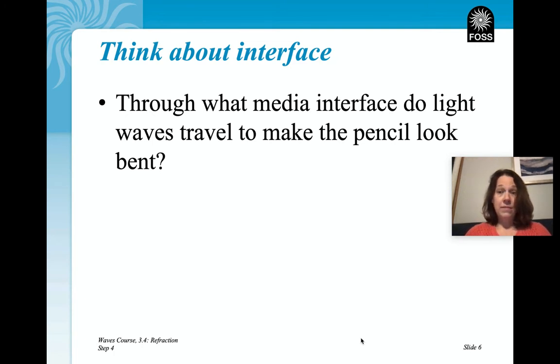Well, think about it. The light traveled through the air, then it hit the interface of water and air, traveled through the water, and then left the water through the glass. And every time it left one medium for the next, the light bent. And because the light bent, the pencil looked bent.